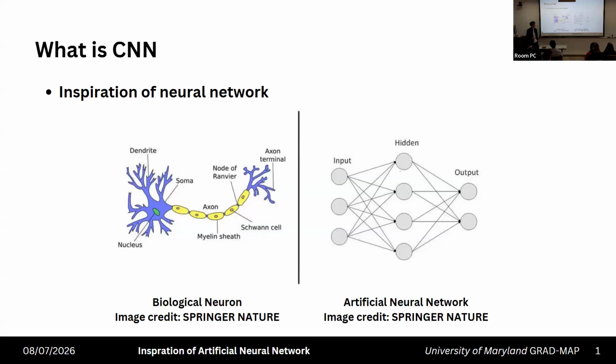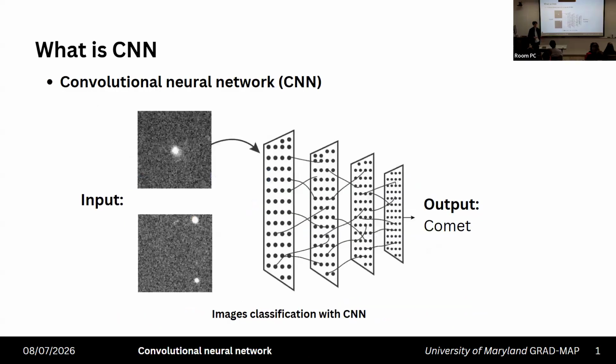And a convolutional neural network is a model like our human brain: when we see thousands of images, like we see faces, we recognize a face by its pattern, and CNN is also based on that. For example, if I give a CNN 1,000 images of comets, it will try to remember and extract the features from those images and study them.